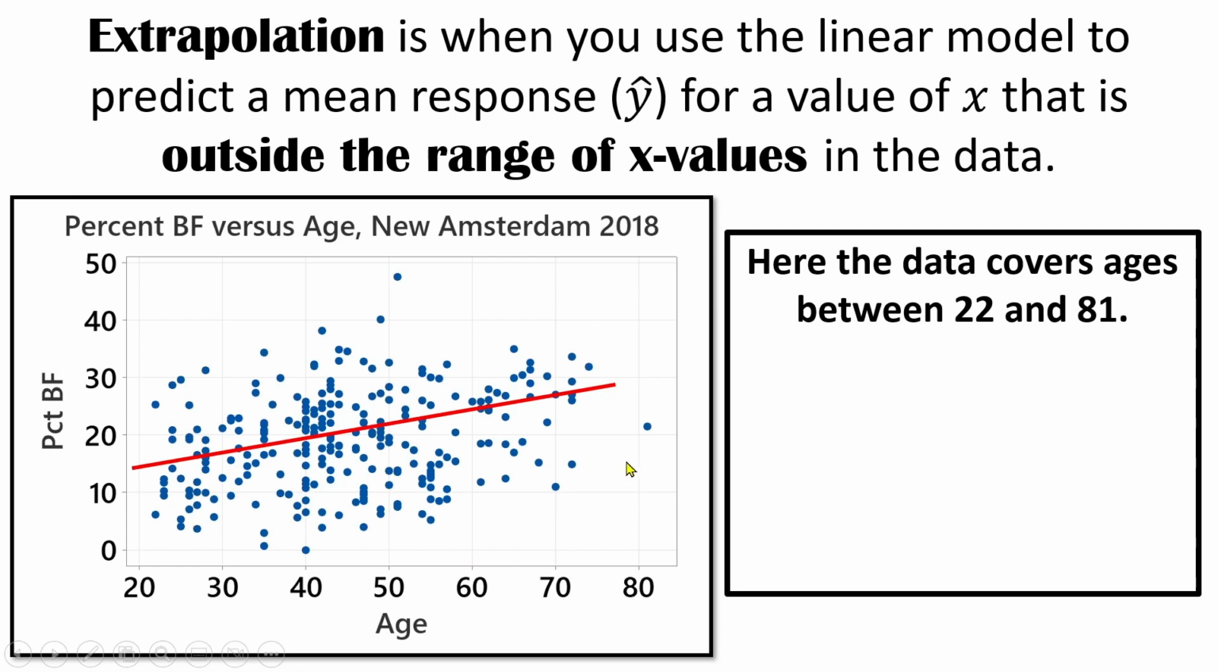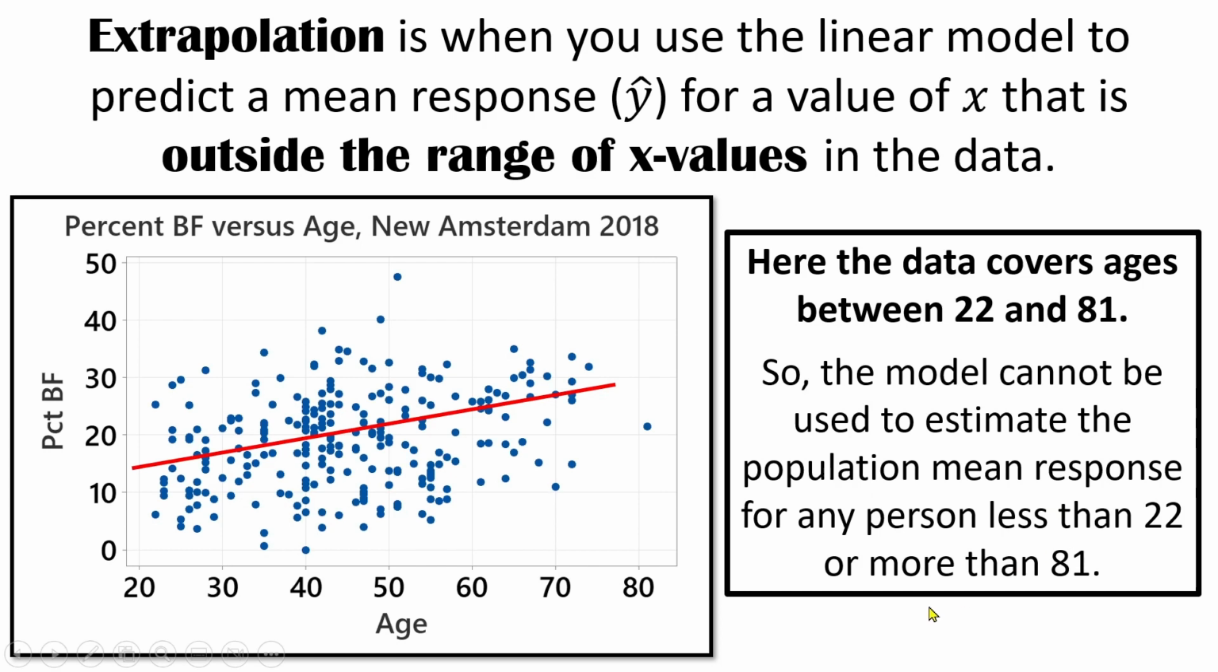And so what that means is we can say nothing about this association between age and percent body fat for ages less than 22 or more than 81. And that's because going less than 22 or greater than 81, that's extrapolation. That would be extrapolating. And that would basically be assuming that this linear relationship exists beyond the range of values for which we can actually see the data.